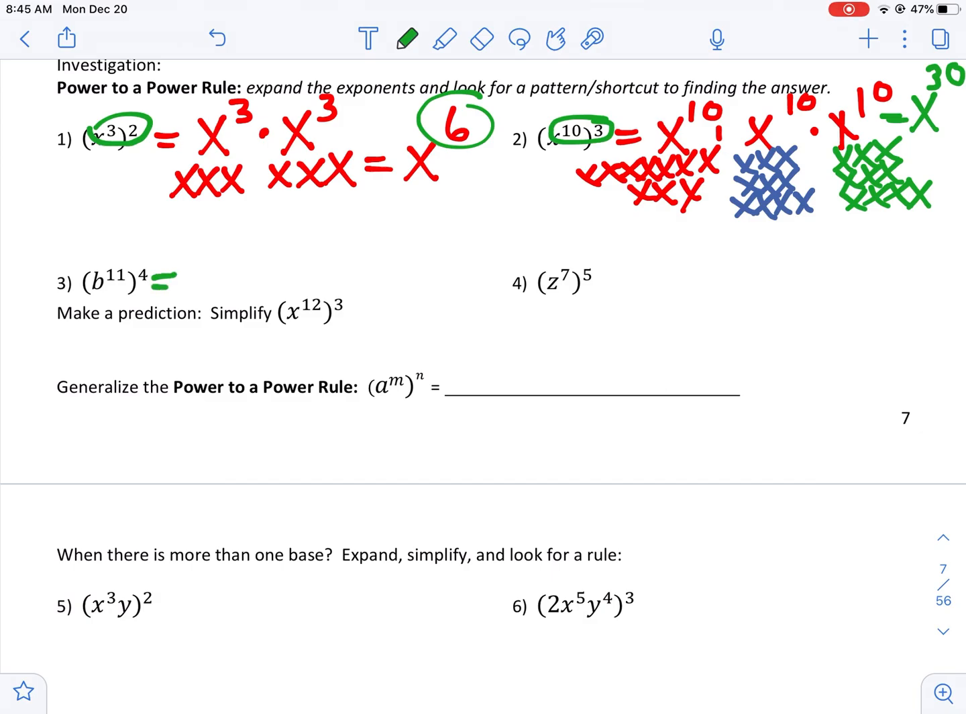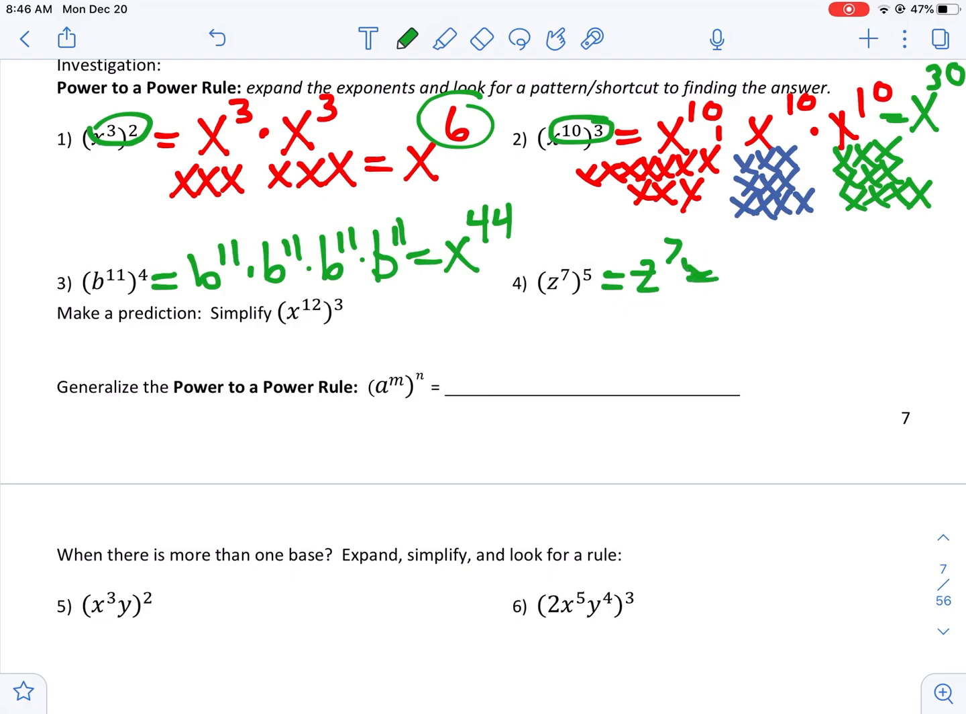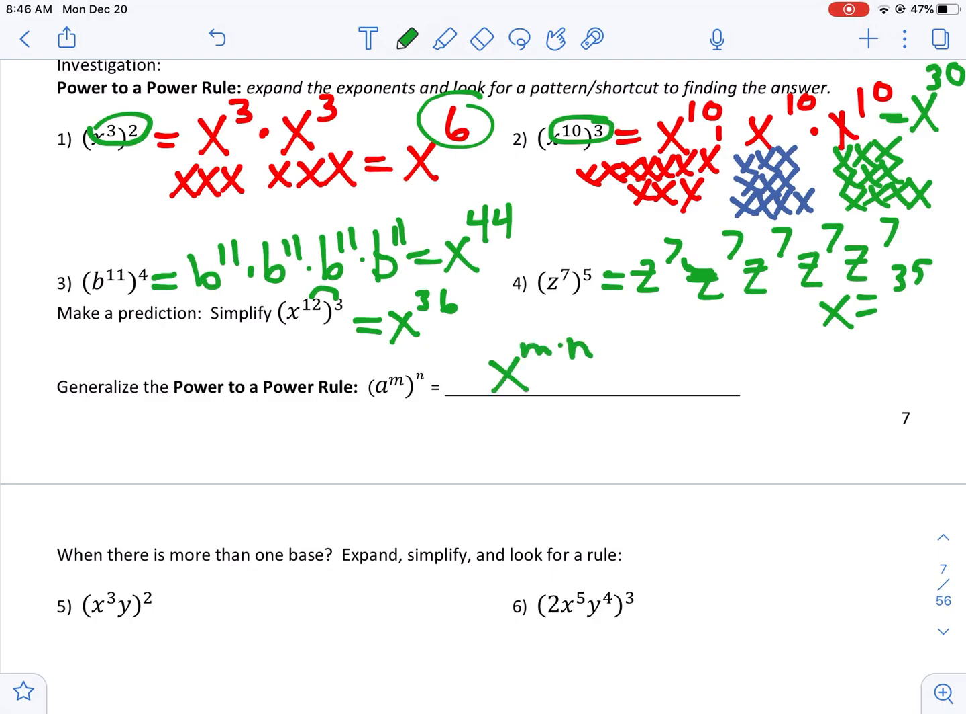So that pattern, I'd write it out. Well, I don't want to write those out 11 times. Well, that's actually 44. Z to the 7th 5 times. If I wrote that out, I'd have 35 of them. So to make our prediction, I'm predicting I multiply. So our rule here when there's parentheses is that we multiply.